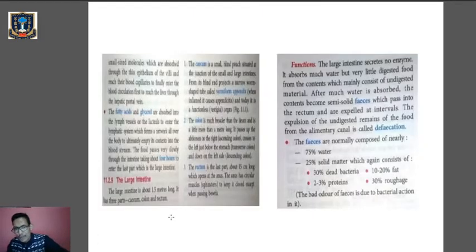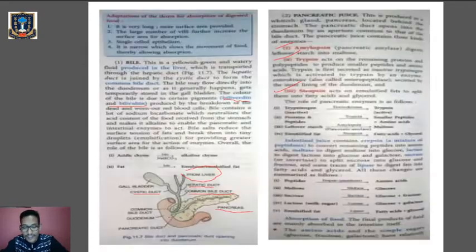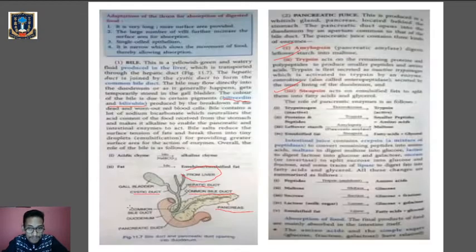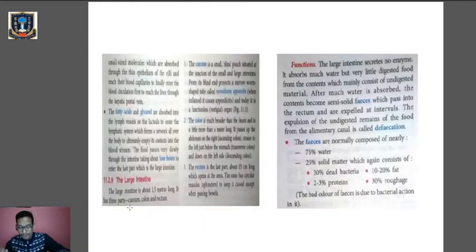The caecum is a small blind pouch situated at the junction of the small and the large intestine. So at the junction of the small intestine and the large intestine, what will we find? We will find the caecum. So this one is the small intestine, the appendix part. At the junction of the small intestine and the large intestine, we have got the caecum. Clear?